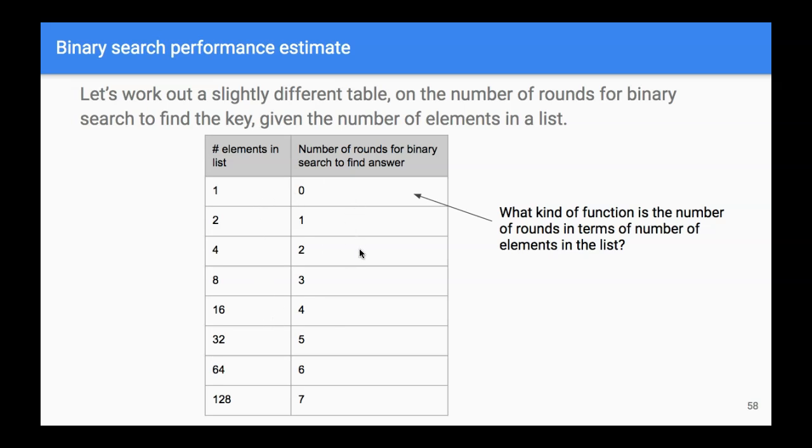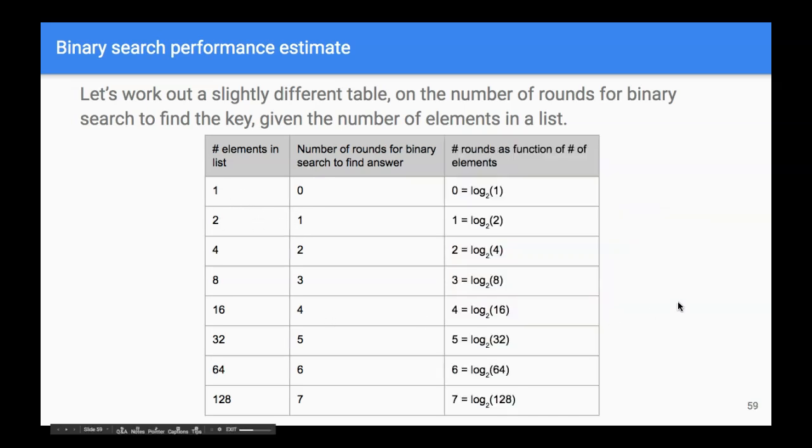So when you look at these two columns, remember what our goal is. Our goal is, given the size of the input, which is the number of elements in the list, to estimate the amount of time it takes to find the key using binary search. And the time is proportional to the number of rounds, or the number of recursive calls to binary search. Right? So what kind of function is this number of rounds in terms of the number of elements? For those of you who remember your math, this function is really just log base 2.